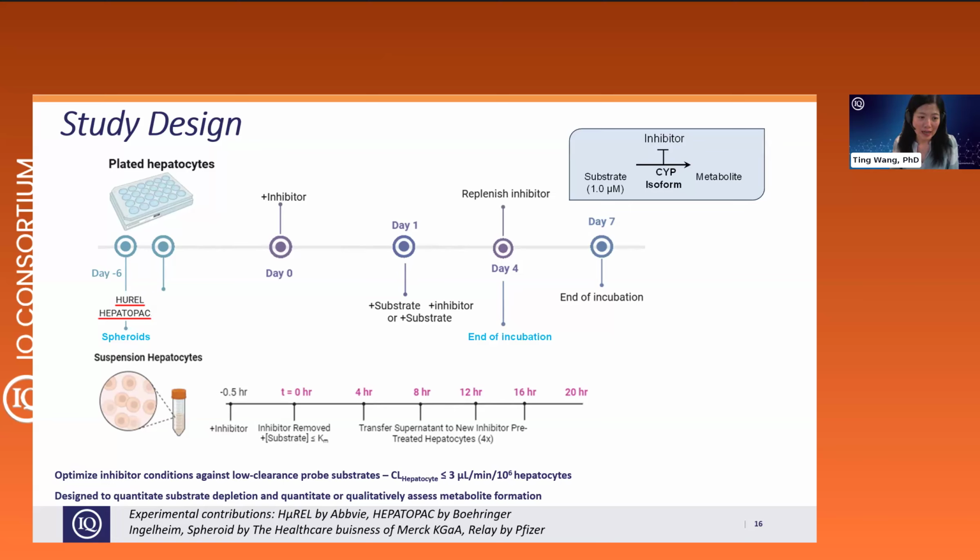For Relay, because this is a suspension hepatocyte, the design is different from the long-term culture systems. On the day of the experiment, the inhibitor is incubated with the hepatocytes for 30 minutes, and after 30 minutes the medium containing inhibitor is taken out and only the substrate is added for the incubation. From here, time points were taken at 4, 8, 12, 16, and 20 hours. Next slide, please.